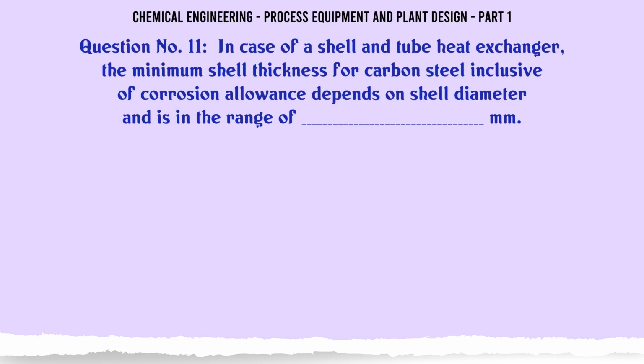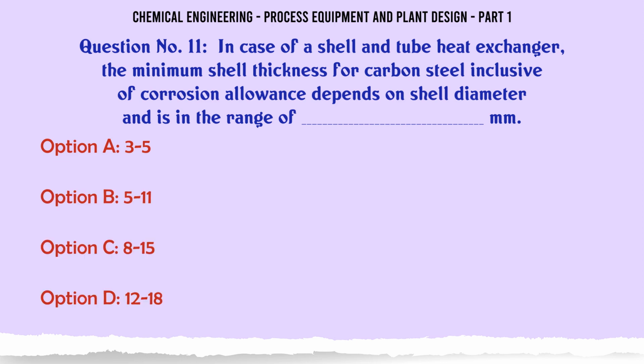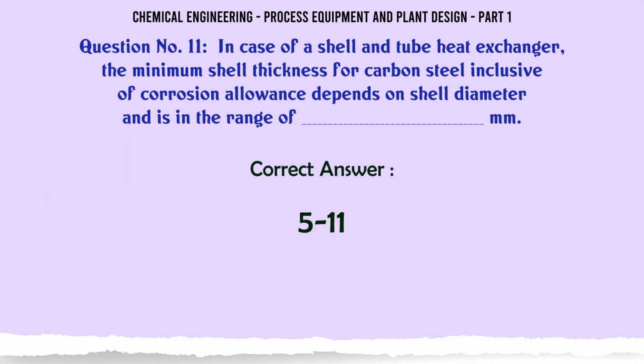In case of a shell and tube heat exchanger, the minimum shell thickness for carbon steel inclusive of corrosion allowance depends on shell diameter and is in the range of ______ mm. A. 3 to 5, B. 5 to 11, C. 8 to 15, D. 12 to 18. The correct answer is 5 to 11.